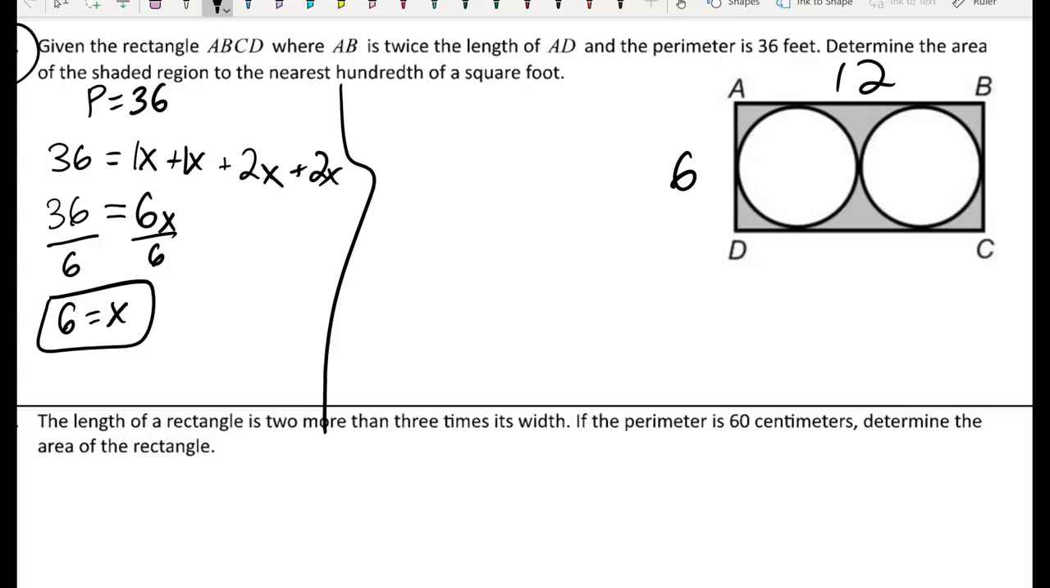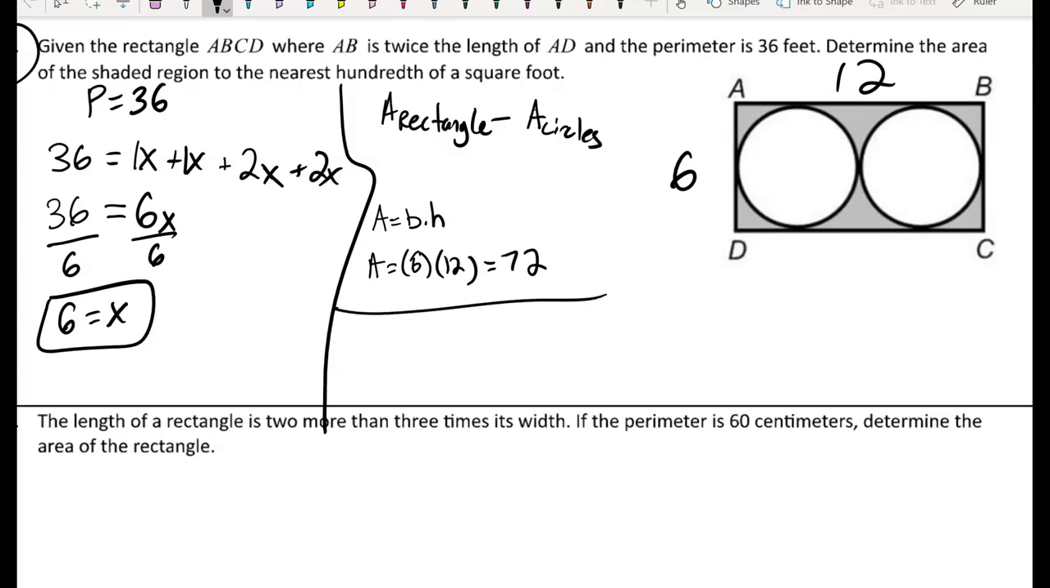Now I want the area of the shaded region. So visually what I'm going to think to myself is I'm going to find the area of the rectangle, the full area, and subtract away the area of the two circles, the white parts. So for the rectangle, remember the area of a rectangle is just base times height. And I know those two values already. It's just 6 times 12, or 72.